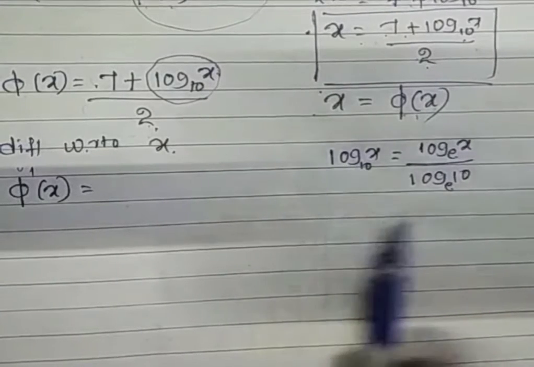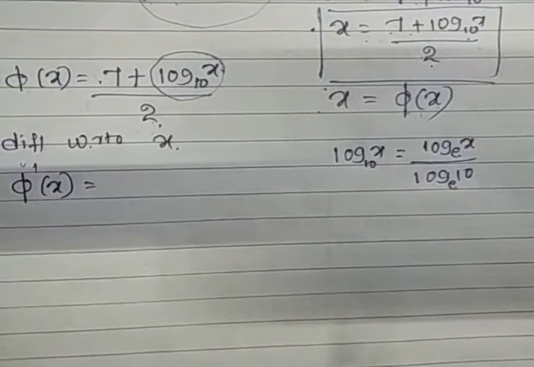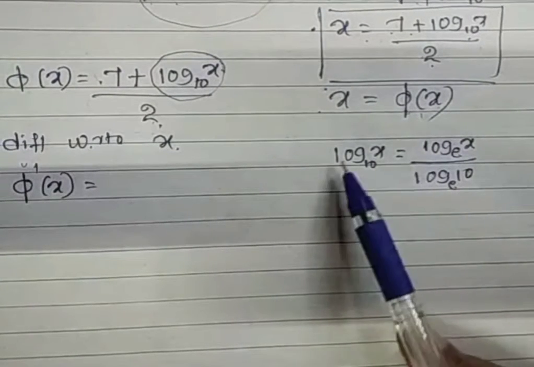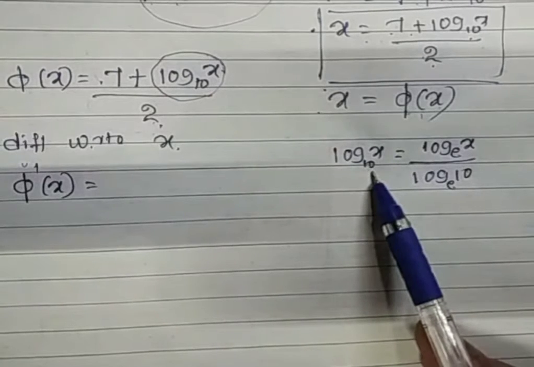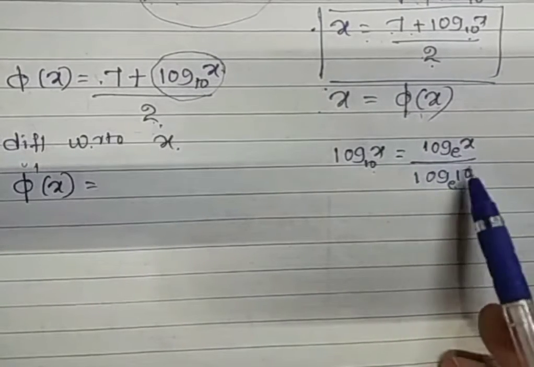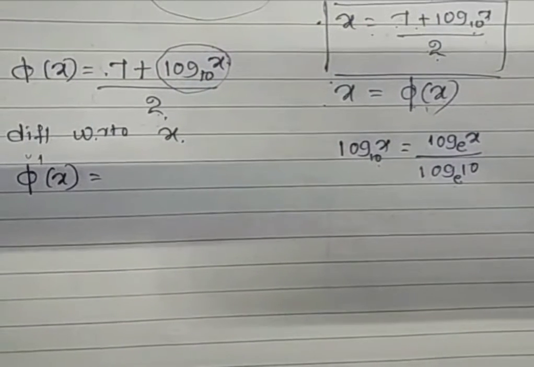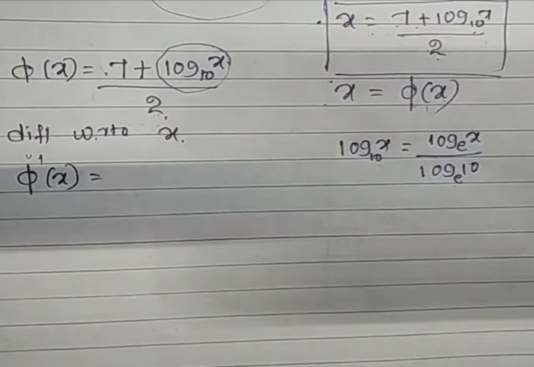This is one of the logarithmic properties. Using one of the logarithmic properties, we are writing in this way. That is, log x to the base 10 we can express as log x to the base e divided by log 10 to the base e. Then next, after this, how we can take its derivative?